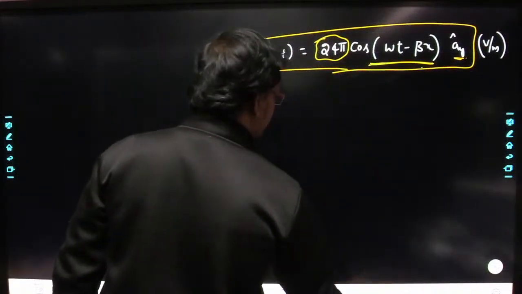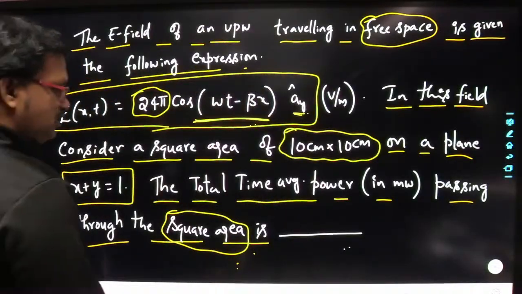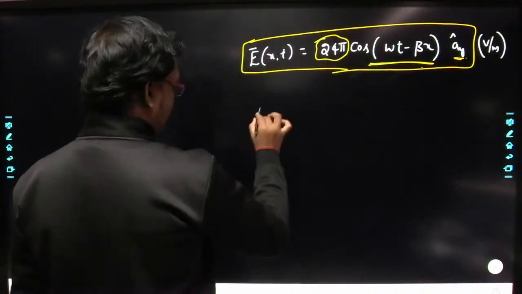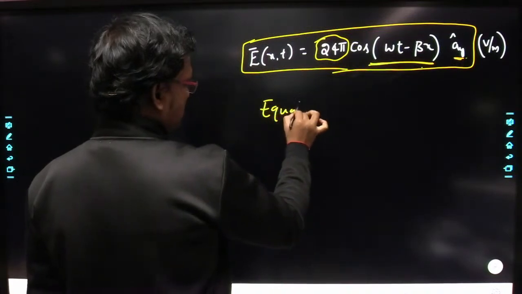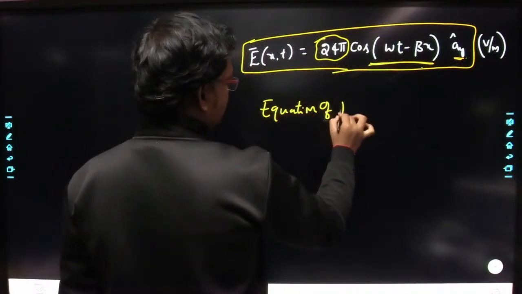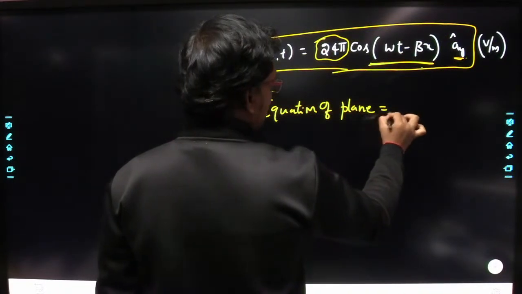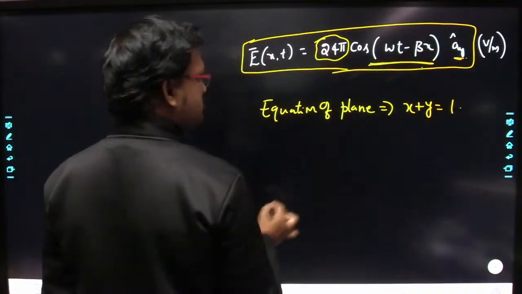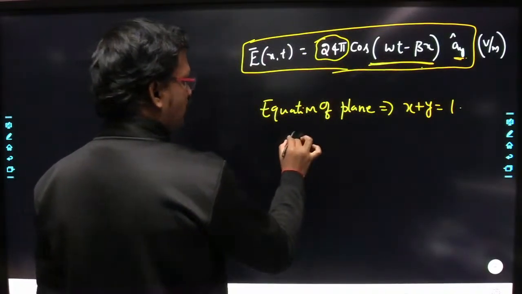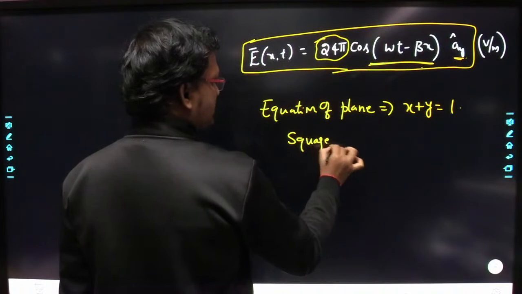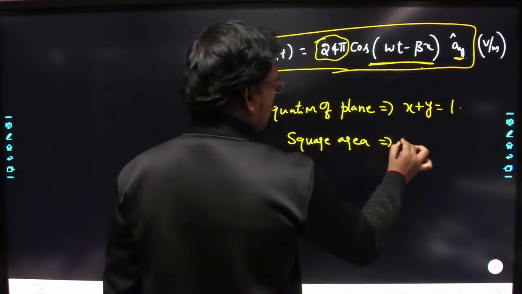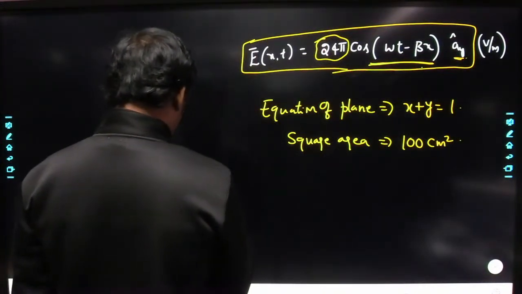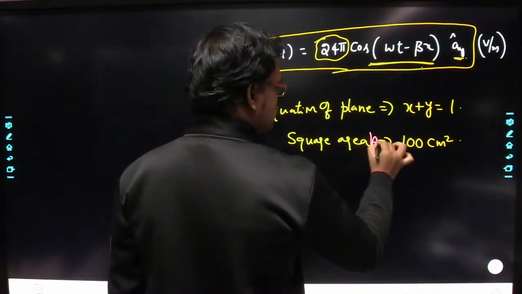So this is the electric field they have given. Next, what have they given? They have given the equation of a plane or some surface, that is x plus y is equal to 1. On this plane they are saying to consider a square area of 100 centimeter square. So here they have given the magnitude of this square area.